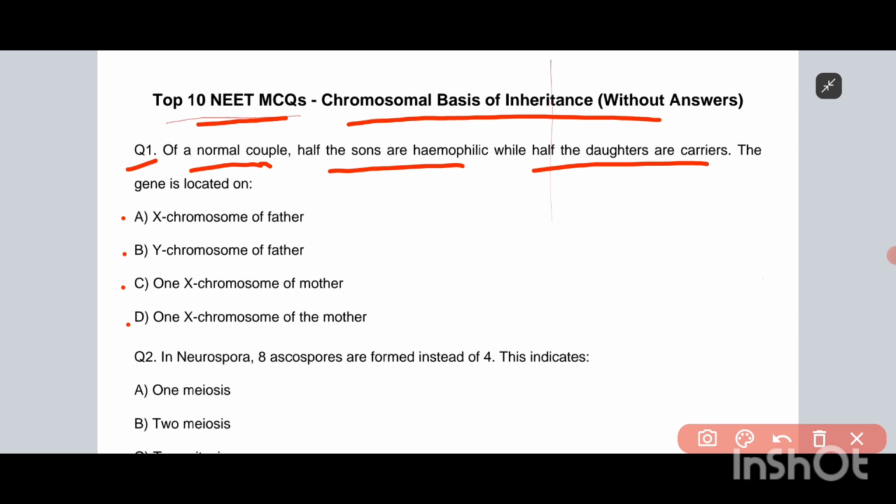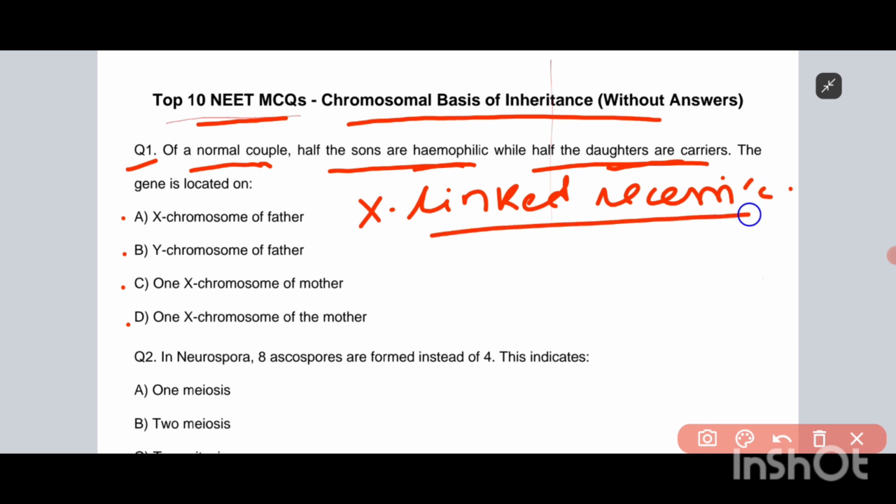Of a normal couple, half the sons are hemophilic and half the daughters are carriers. So we can assume that hemophilia is an X-linked recessive trait.